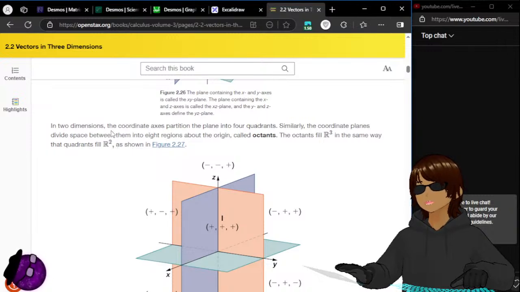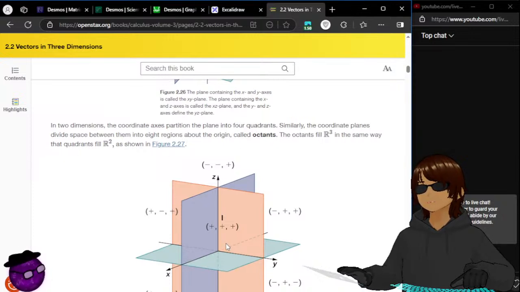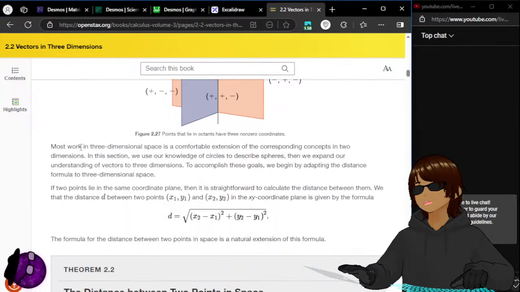In 2 dimensions, the coordinate axes partition the plane into 4 quadrants. Similarly, the coordinate planes divide the space between them into 8 regions about the origin, called octants. The octants fill R cubed in the same way that quadrants fill R squared. Most work in 3-dimensional space is a comfortable extension of the corresponding concepts in 2 dimensions. In this section, we use our knowledge of circles to describe spheres. Then we expand our understanding of vectors to 3 dimensions. To accomplish these goals, we begin by adapting the distance formula to 3-dimensional space.